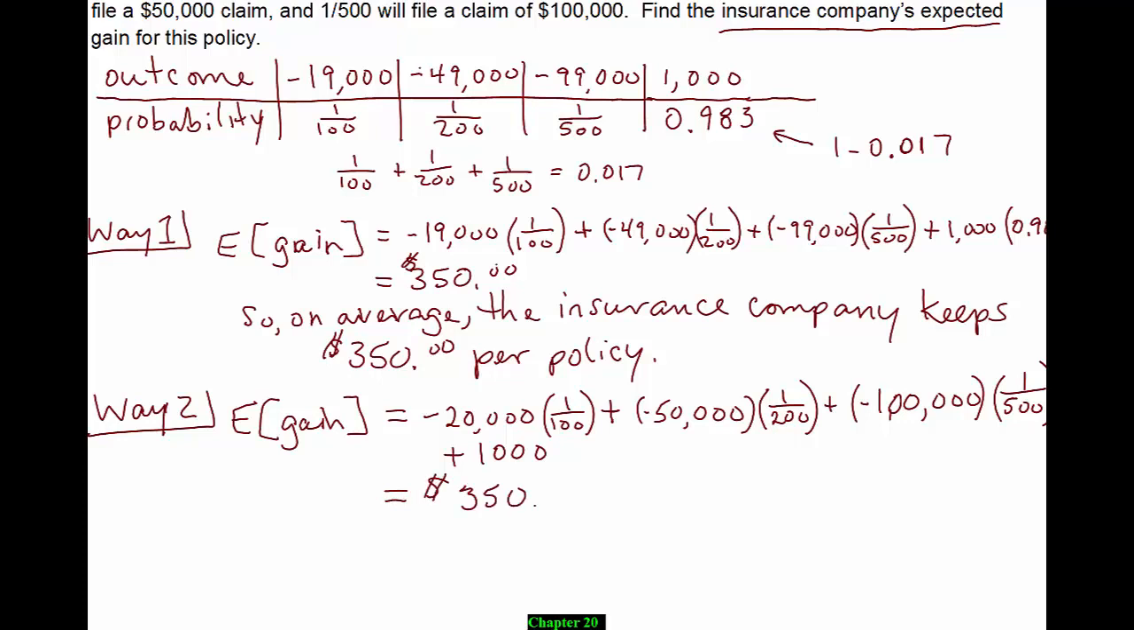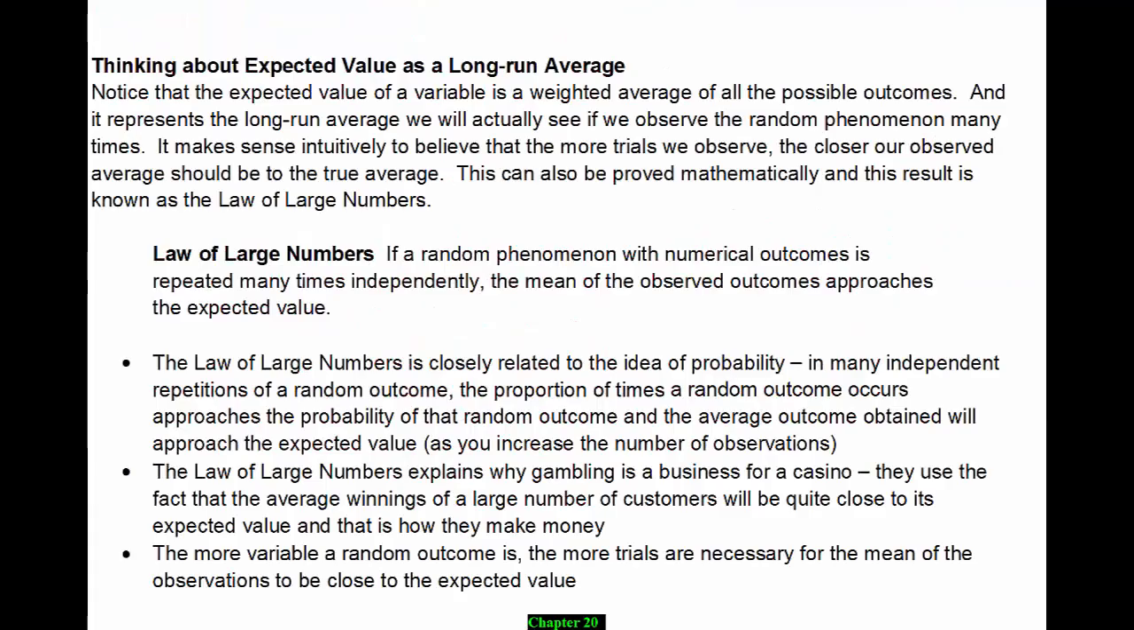So like I said, a lot of students compute these both ways just to be sure that they have some measure of comfort that they have gotten the correct answer. Now, Chapter 20 accentuates the law of large numbers again. So notice that the expected value of a variable is a weighted average of all the possible outcomes. It represents the long-run average and we will actually see it if we observe the random phenomenon many times.